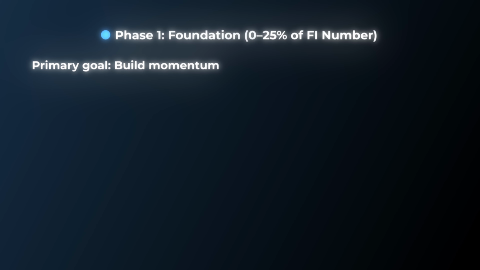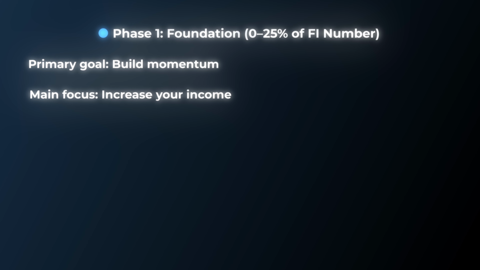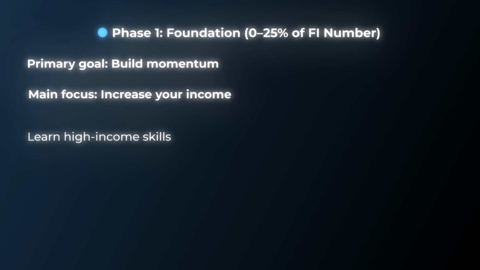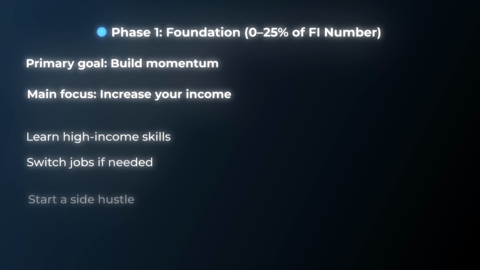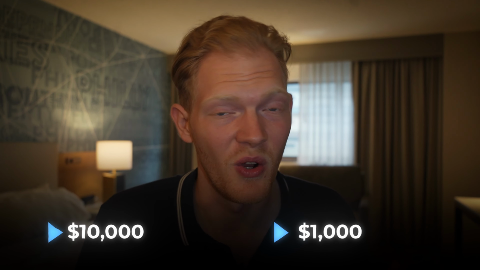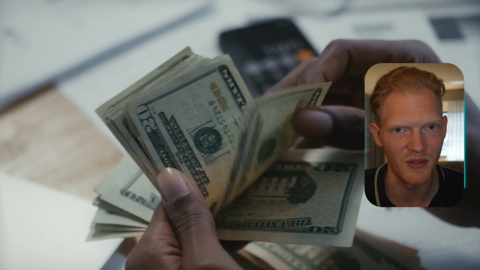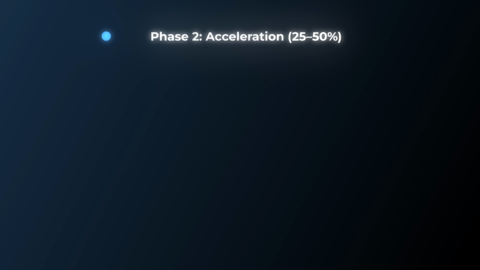Your primary goal should be to build momentum and your main focus to increase your income. At this stage, your biggest asset is your earning potential. The most effective way to accelerate is to learn high-income skills, switch jobs if needed, start a side hustle, and invest in education. It's also the phase where your investments matter the least. Why? Because the compounding curve is still flat. A 10% return on $10,000 is only $1,000. Focus your energy on increasing what you can control, your income and your savings rate. This is also where you can lay your tax foundation, opening IRAs, setting up investment accounts, and also avoid lifestyle creep.